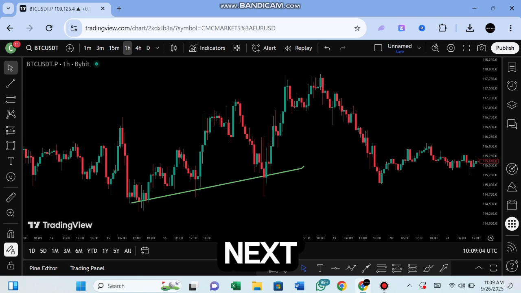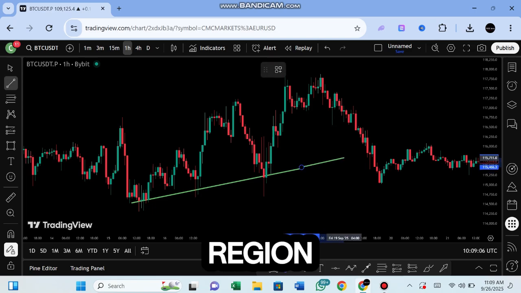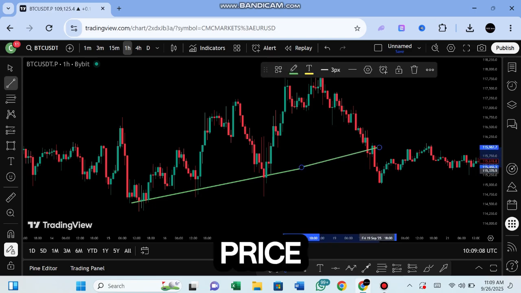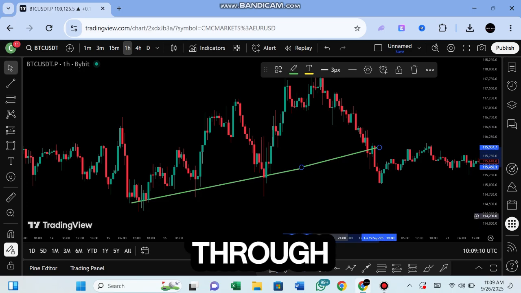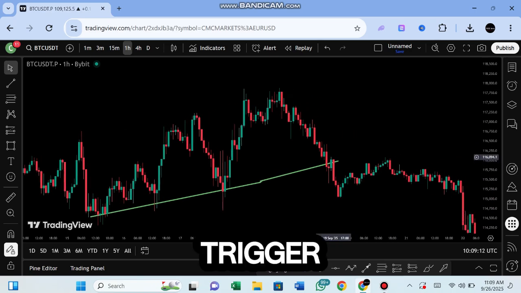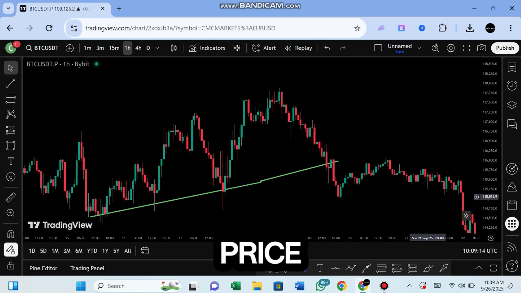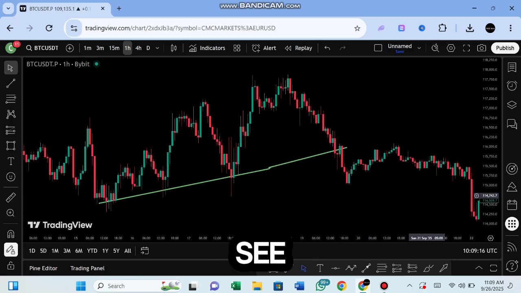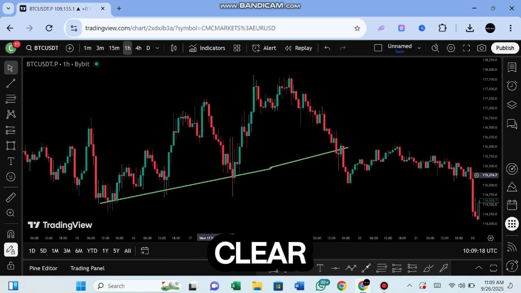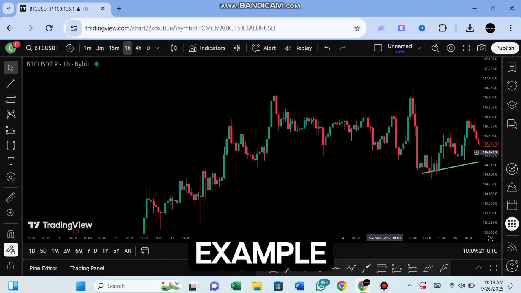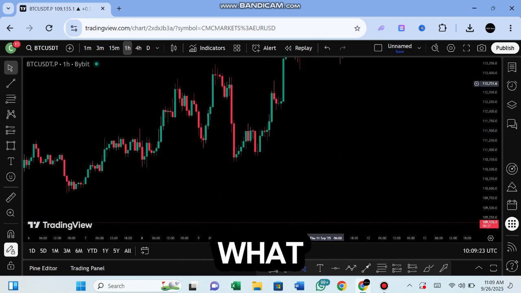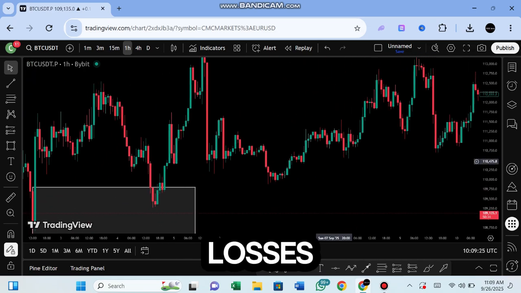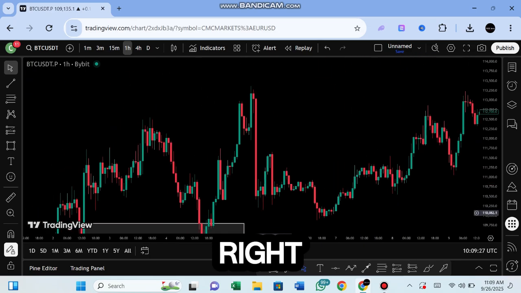But what can we see? The next time price came to this particular region, what happened? Price broke through and did what? Triggered our stop losses before price went down. So this is actually a clear example. If I go through the chart, I'm going to see a lot of examples where price triggers stop losses and sweeps liquidity before going in the right direction.